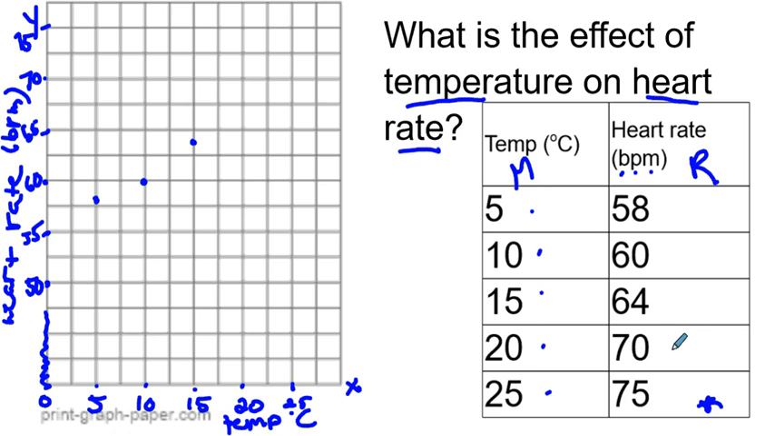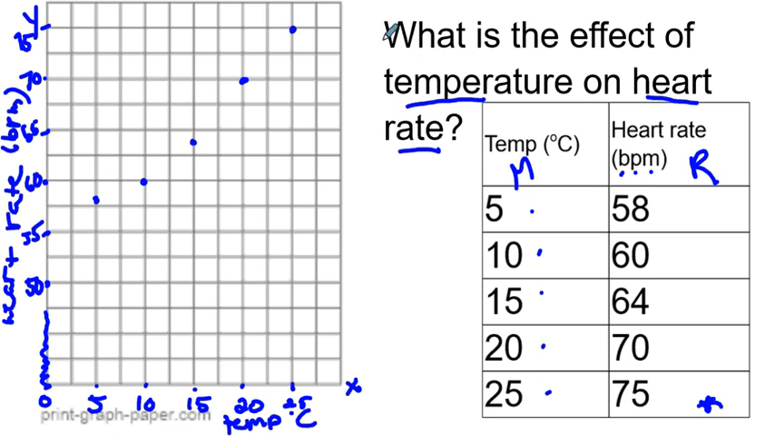At 20 degrees, the heart rate is up to 70, which would be right here. And then at 25 degrees, the heart rate is 75 beats per minute. So that would be right here. So we can see that there is indeed a relationship between temperature and heart rate. As we increase the temperature, we increase the heart rate.